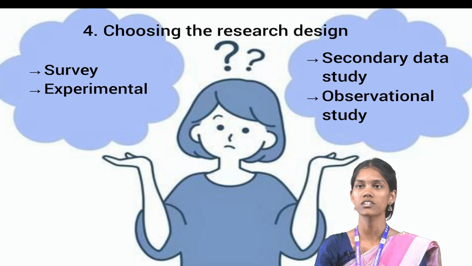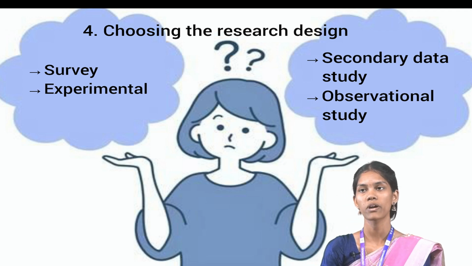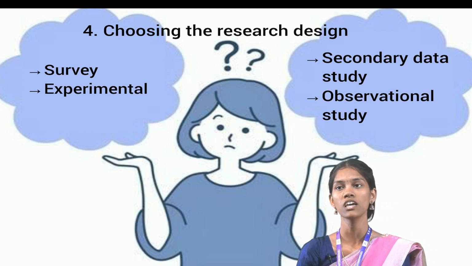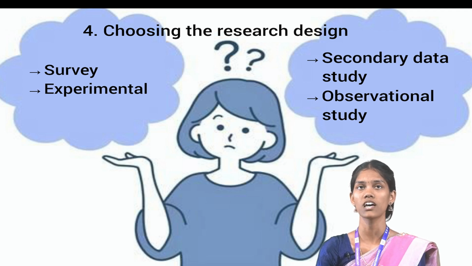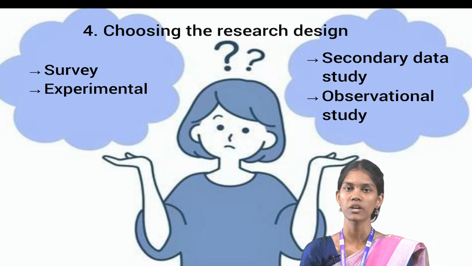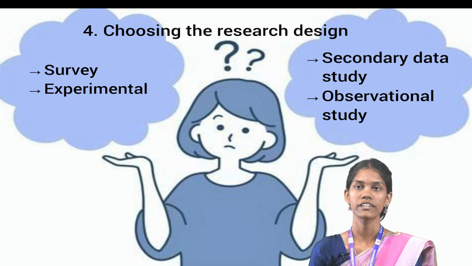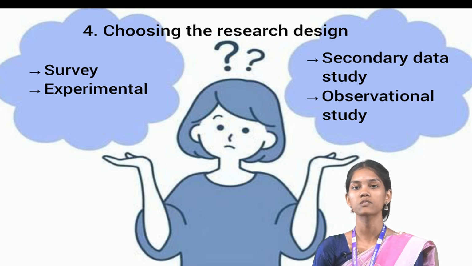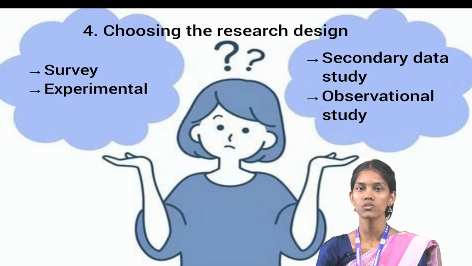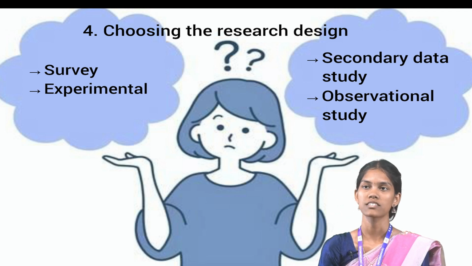So research design can be categorized into four: survey, experimental, secondary data study, and observational study. A survey is nothing but when we go personally to the participants and take questionnaires from them, and it takes surveys for our collection of data. And the experimental is when we do something experimental to access data from the participants.